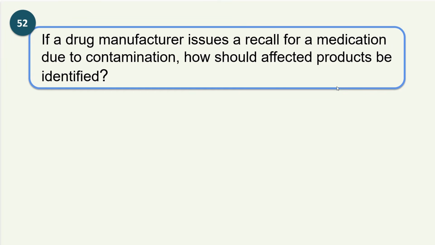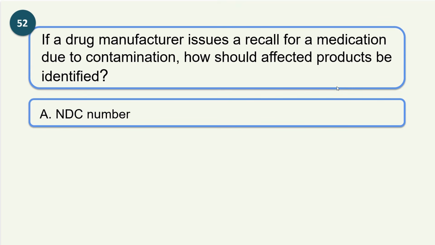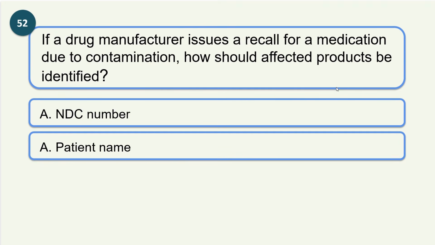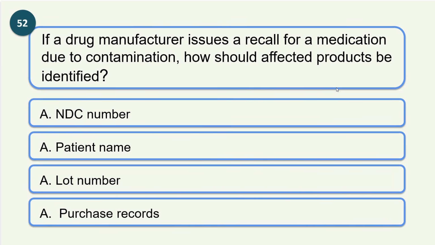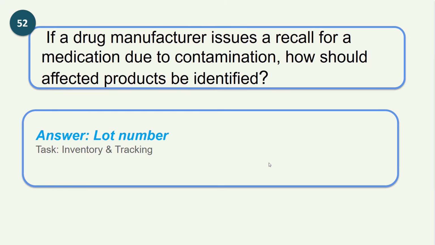Next, if a drug manufacturer issues a recall for medication due to contamination, how should affected products be identified? A. By NDC number. B. Patient name. C. Lot number. And D. Purchase record. The correct answer is C, that is lot number. Lot number is used when a drug manufacturer issues a recall to track the drugs.